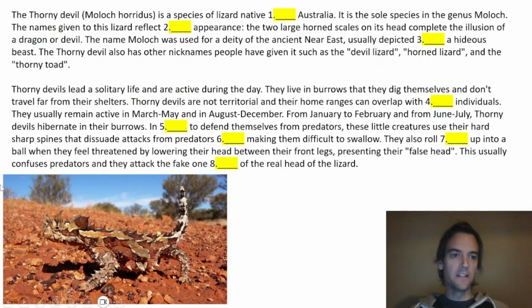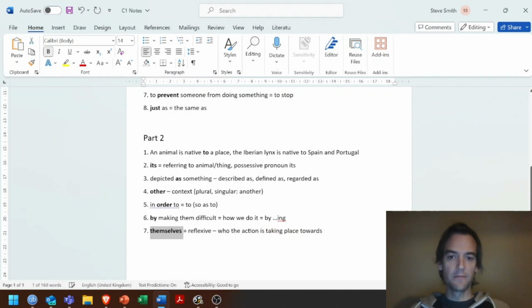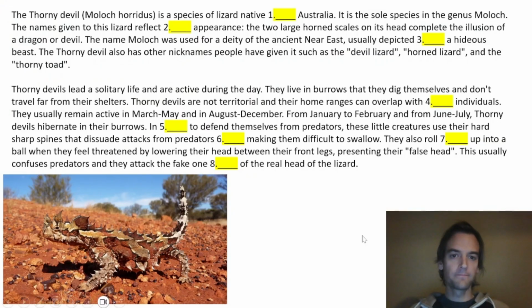They roll up into a ball. This is maybe the most difficult one, but it's a really common C1 Part 2 trick. What are they rolling up into a ball? In one word. Themselves. They roll themselves up. So here we need the reflexive trick. This is a reflexive pronoun, isn't it? They, themselves, me, myself, you, yourself. But you need to think about who the action is taking place towards, if you see what I mean. It's taking place towards themselves, so the answer is themselves. Look out for that trick on C1 Part 2, it's very common.